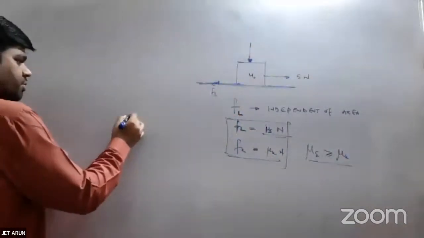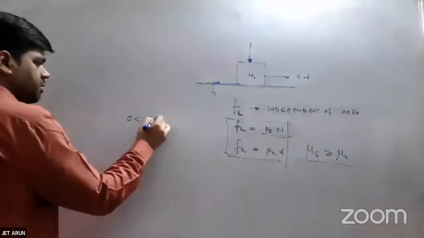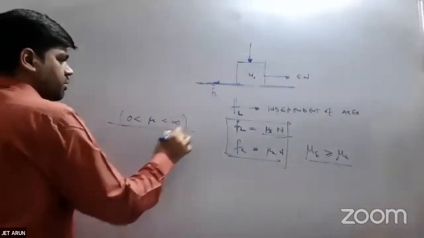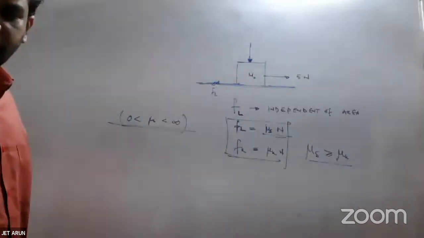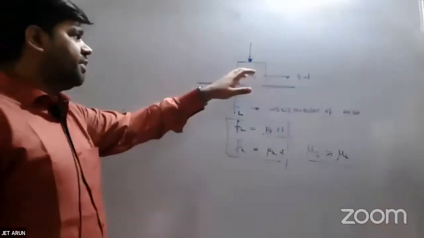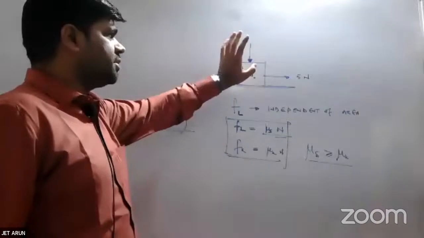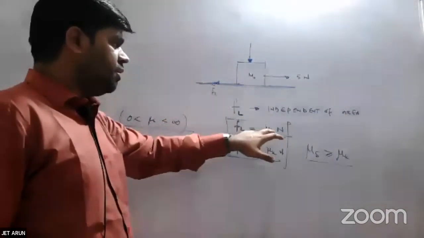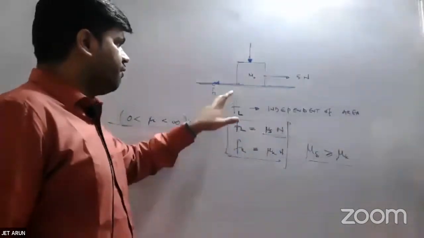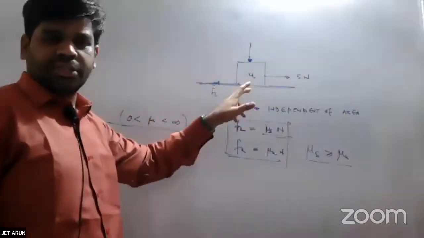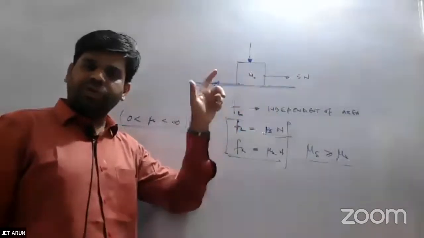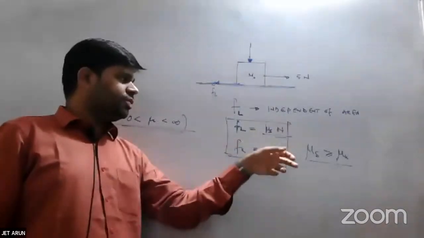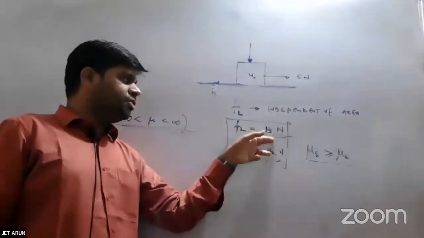And the value of mu can be between 0 to infinity. This is what is experimentally observed. So these are all experimental results: static friction is self-adjusting up to a limit, the limiting friction Fl, which is proportional to N, the proportionality constant being mu s. Once it crosses the limiting value, kinetic friction comes into the picture, which is again a constant in magnitude and equal to mu k into N. Both are proportional to N, but the proportionality constants are different for mu s and mu k.